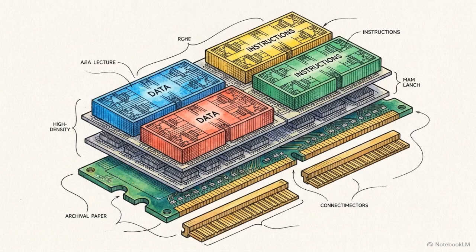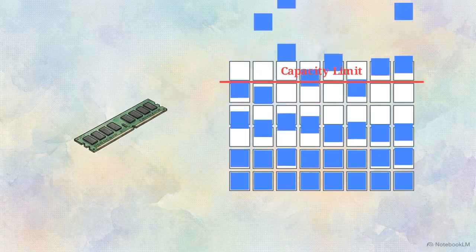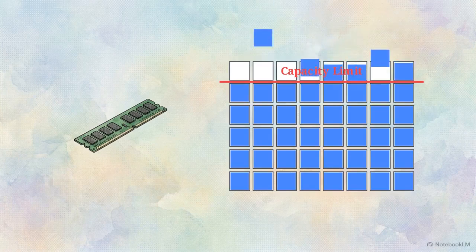RAM serves as the system's main memory. It operates as a holding zone for both data and operating instructions that are waiting to be processed. Because RAM relies on physical chips, it has a rigid capacity limit. When we measure memory in megabytes or gigabytes, we are defining exactly how much data those chips can physically hold at once.